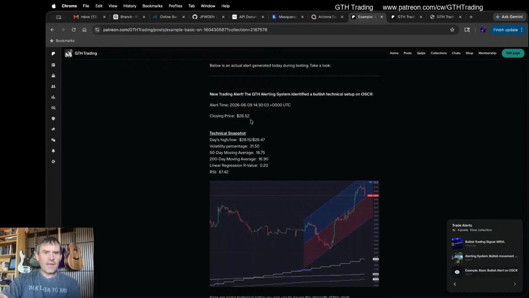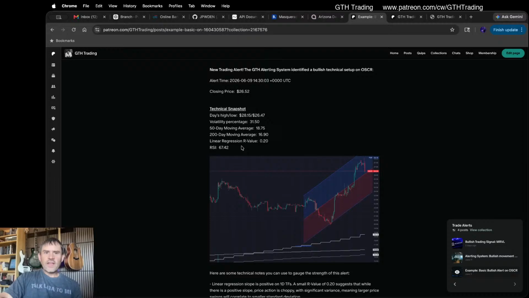It gives you the time, the price, the closing price. Now, the way it's set right now, the closing price here is actually the price when this kicks off. It's the price that the stock is at in the current candle, right? So we haven't closed yet. It kicks off real time. It doesn't wait for the end of the candle. So that price is the current price.